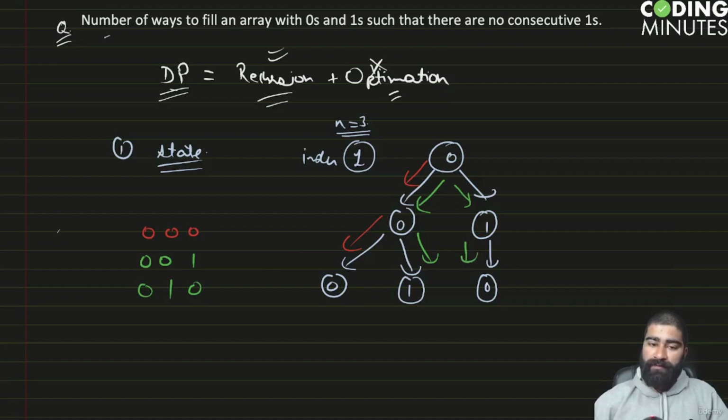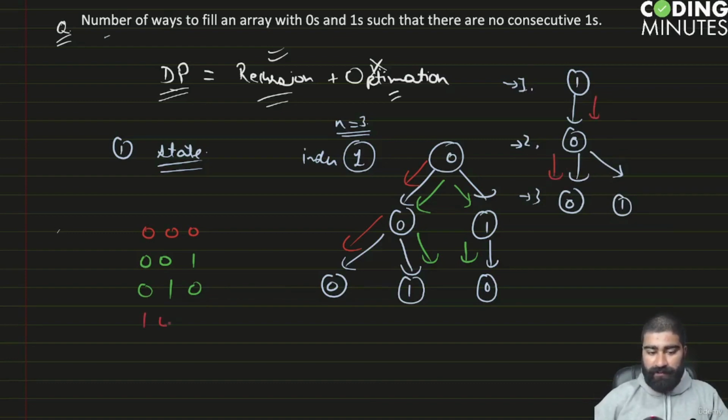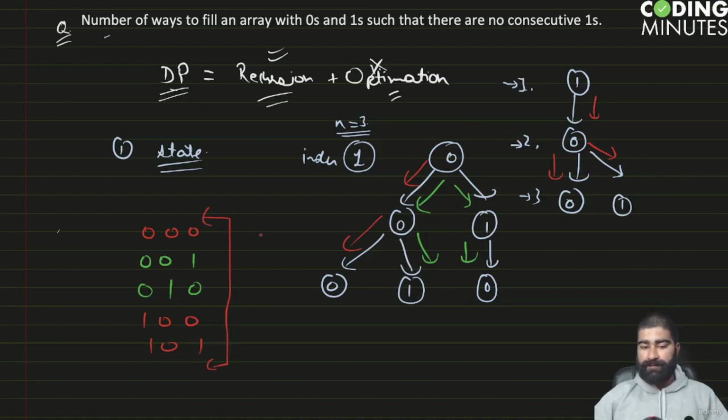Now let's talk about placing 1 on index 0. If I place 1 on index 0, I can only place 0 on index 2, right? So this is on index 1, this is on index 2, and what can I place on index 3? I can place both zeros and ones. So this is 1 0 0 and this is 1 0 1, right? So how many ways are there to fill an array with zeros and ones such that there are no consecutive ones? Nothing but 5 ways.